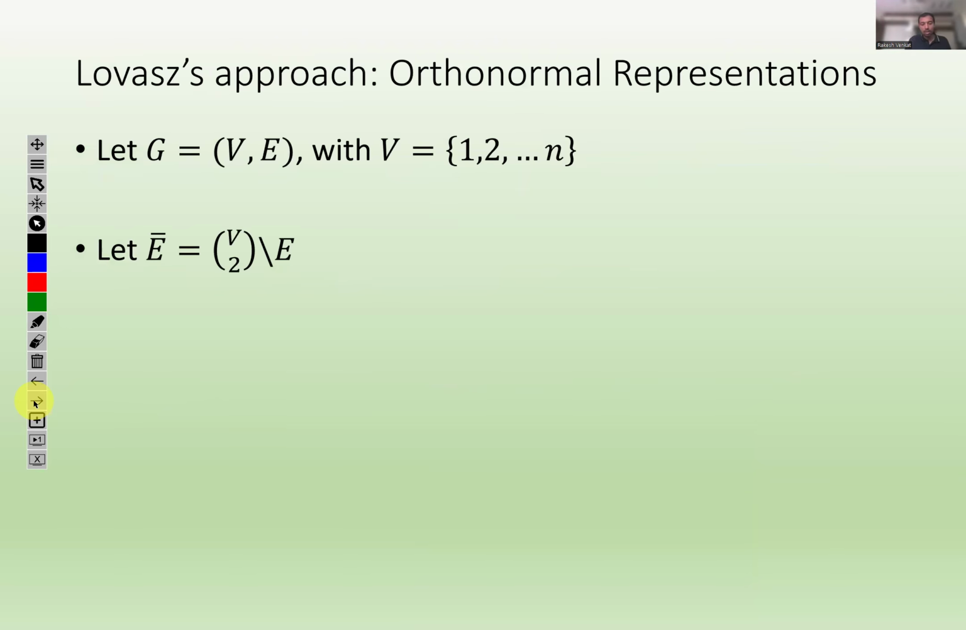Good. Now that that is clear, let us define the geometrical representations of graphs that Lovasz works with. From now on, whenever I'm talking about a graph, its vertex set will be identified with 1 to n, at least for the base graph. And I will call the complement, E complement, V choose 2 minus E, which is the set of all unordered pairs ij such that i is not equal to j, minus E.